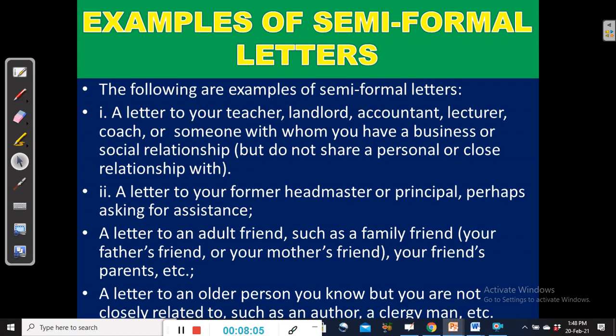All right, so I hope you have been able to have a firm grasp of the difference between the semi-formal letter and the formal letter on one hand, and the semi-formal letter and the informal letter on the other hand. This is really very important.